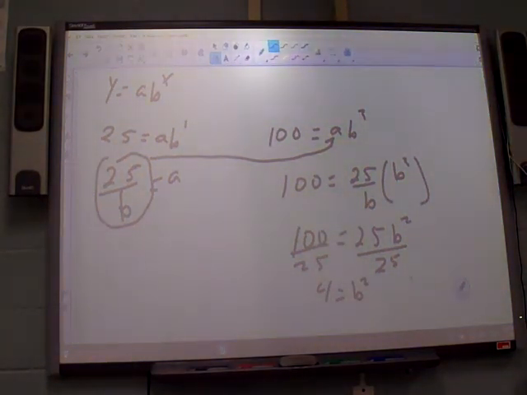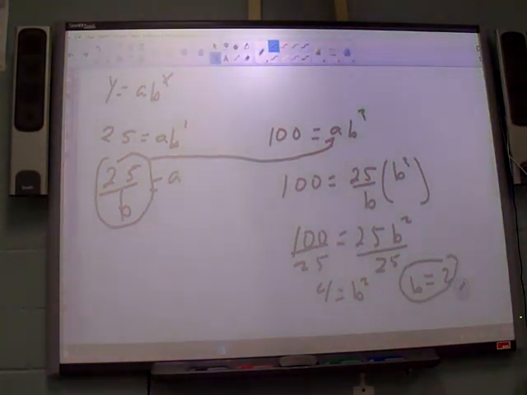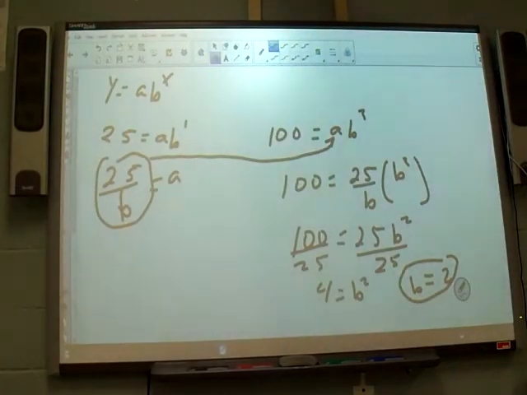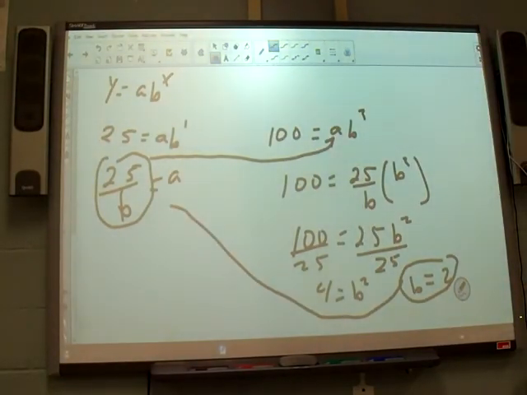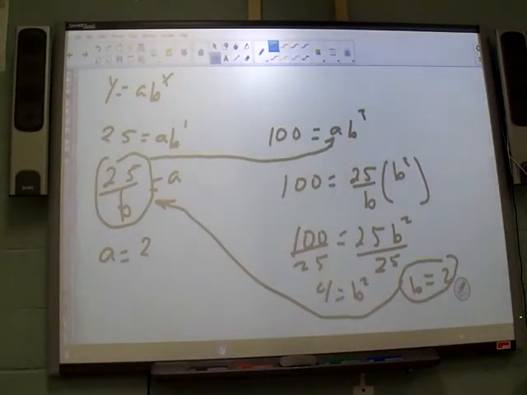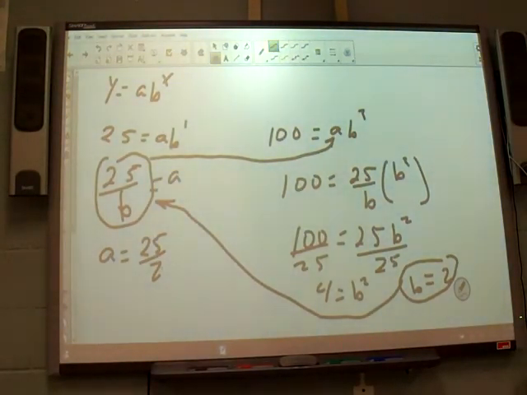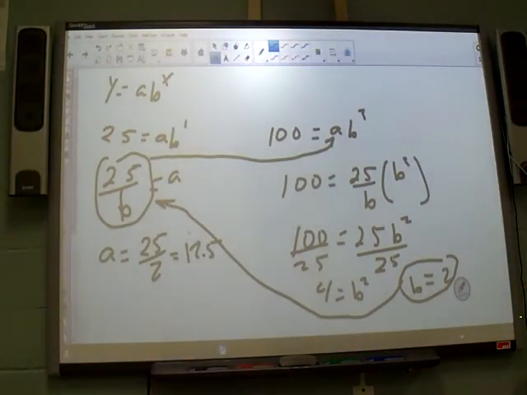So what's the square root of 4? 2. Okay, so we don't have to worry about the negative, because that'd be talking about a reflection. Good thinking though. Now I'm going to take that and plug it back in here to find my A. So my A will be 25 divided by 2. I could leave it like that if I wanted. It's the same as 12 and a half.